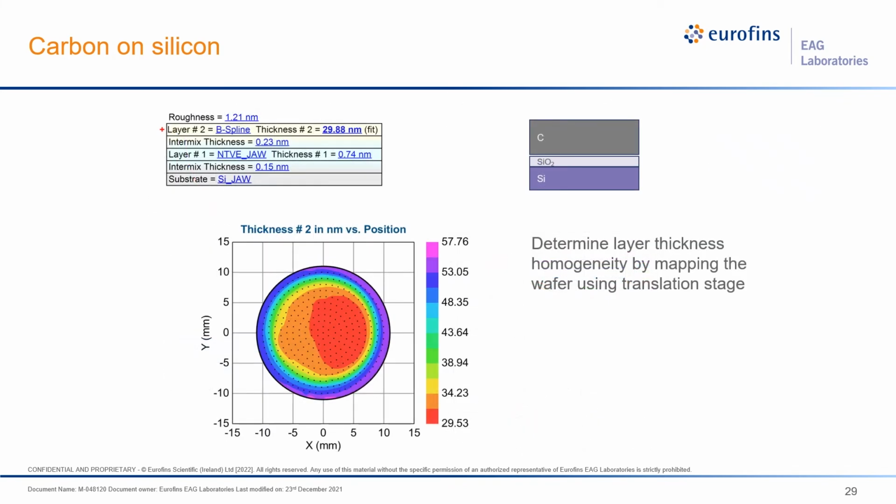Now, knowing the optical constants, we proceeded by measuring a predetermined grid of points on the sample. For these points, the thickness was determined using the optical constants of the carbon film determined previously. The results are shown in the contour plot at the bottom of the slide. It can be seen from the plot that the thickness is not very homogeneous. The measured thickness ranges from around 30 to around 60 nanometers, depending on the position on the silicon wafer.